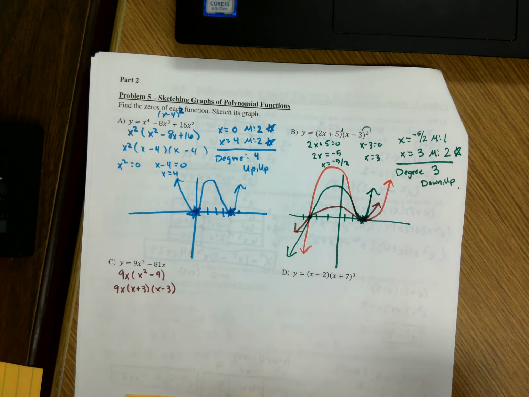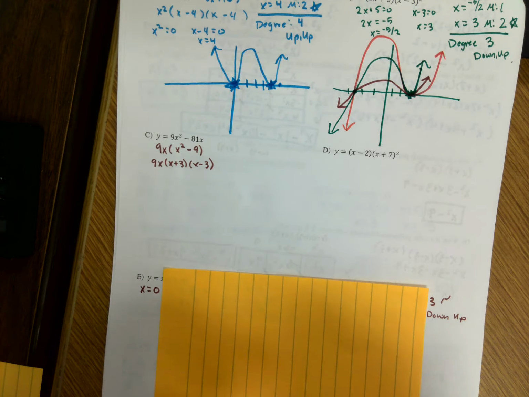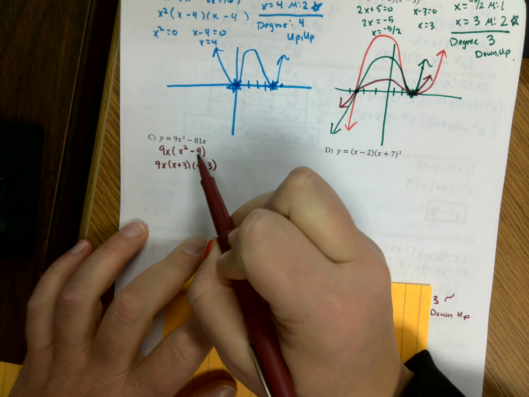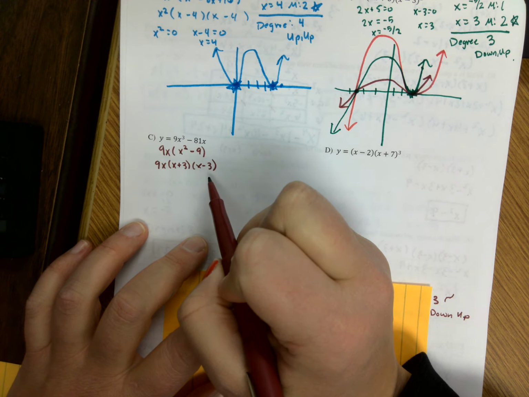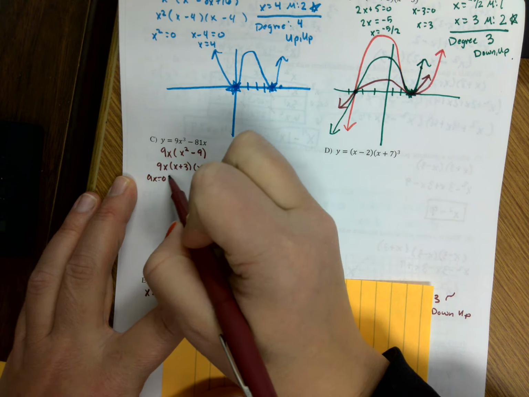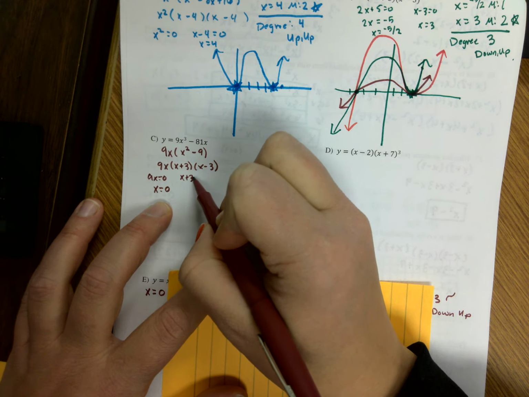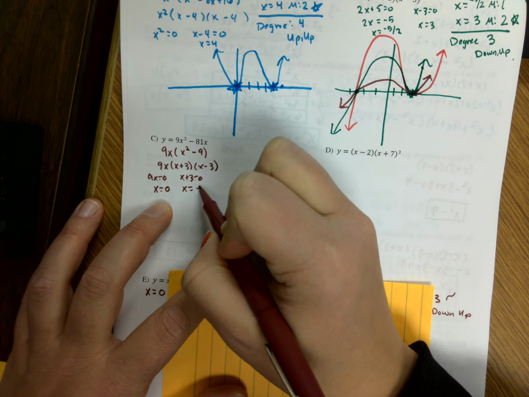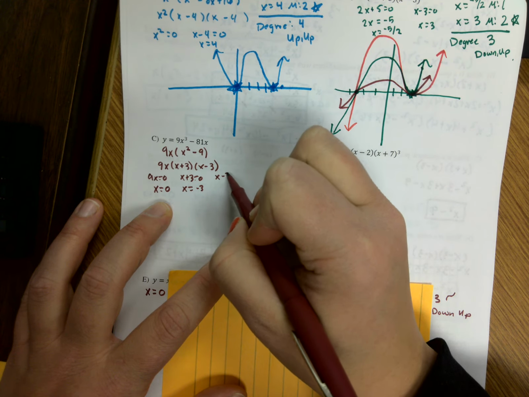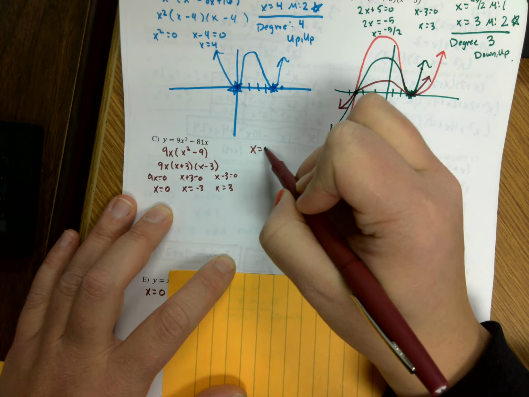So C, looking at C, first thing I did was factor. I already factored it for us just so it wouldn't be as long. So my C, I could take out a 9x and then multiply to get -3, add together to get 0. So I have 9x equals 0. So if I divide that by 9, x equals 0. X plus 3 equals 0. So x equals -3. And x minus 3 equals 0. So x equals 3. So here are my zeros.